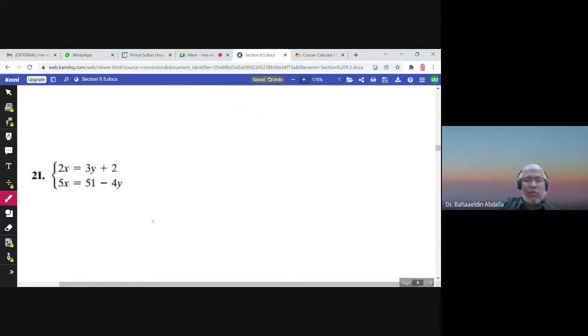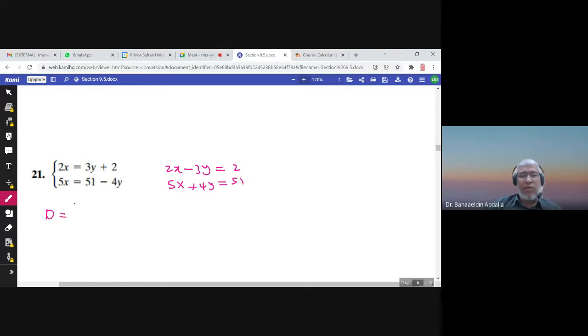Let us do this exercise. Notice the difference. Now here, the system is not written in this form. We have to write it first in that form. So we cannot now work as usual. We have to write the first equation as 2x minus 3y equals 2. And the second equation, 5x plus 4y equals 51.